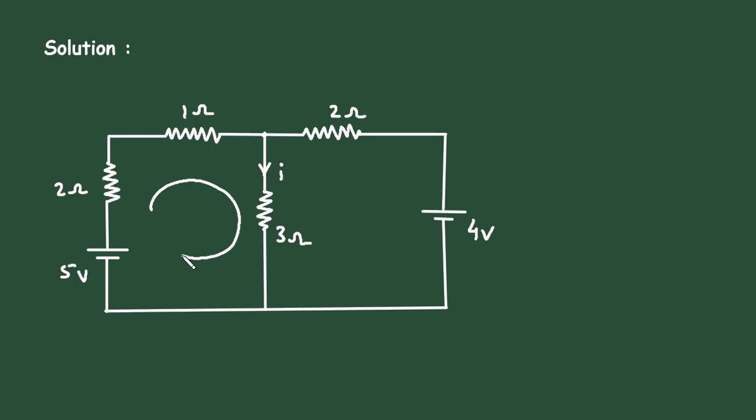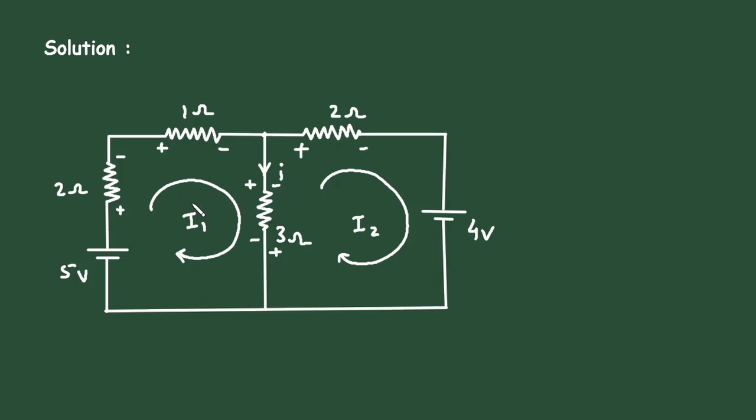Let's say this is mesh number 1 with current I1 and this is mesh number 2 with current I2. Now according to the direction of this current, this will be positive here, this will be negative here, positive, negative, and positive here, negative here. According to the direction of this current I2, this will be positive here and negative here, positive, negative.